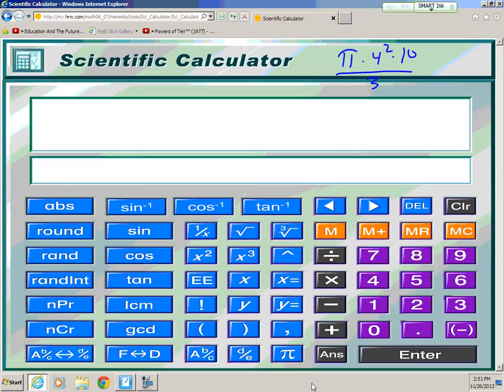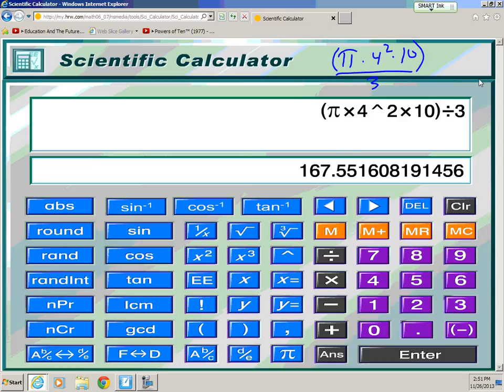What I recommend for students to do is when anything is written with the fraction bar and you have multiple computations, think of this as in parentheses. Now, it'll work without parentheses, but if I had some addition or subtraction going on up there, it wouldn't. So just get in the habit of doing it with the parentheses. So pi times 4 caret squared times 10, close the parentheses and divide that answer by 3.